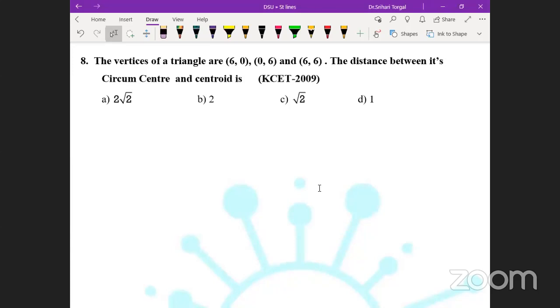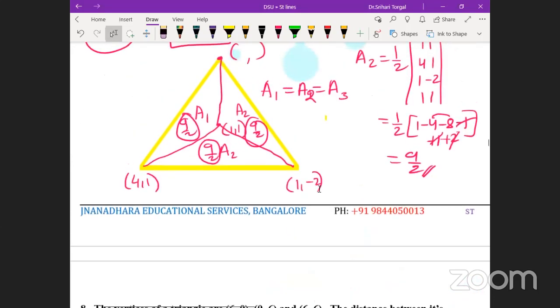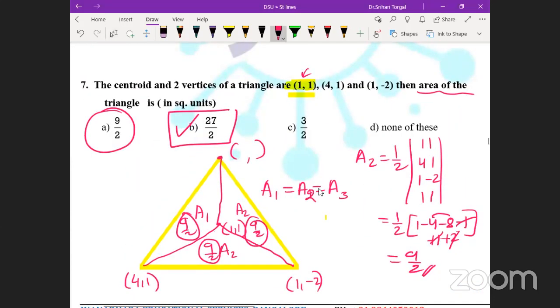I think no need to calculate for other point. Just find out one area and make it 3 times. That will give you the whole area. Just find out this area, and the whole area is 3 times of that. No, they have not asked here the other point. If they ask the other point, you can write this as A comma B and apply the centroid formula, you will get the answer.